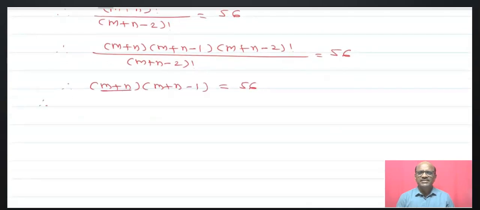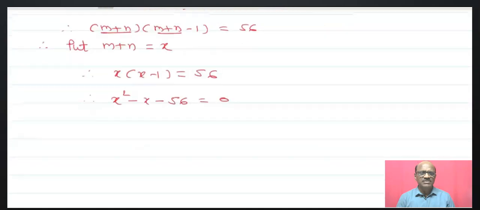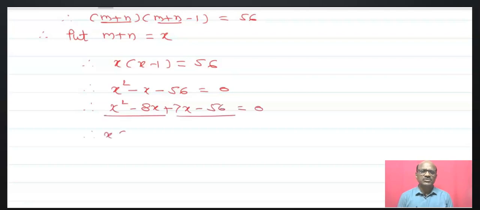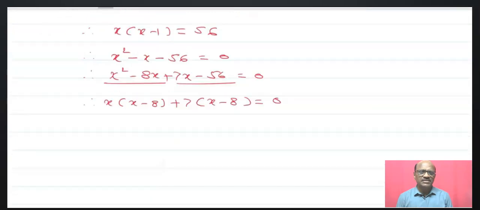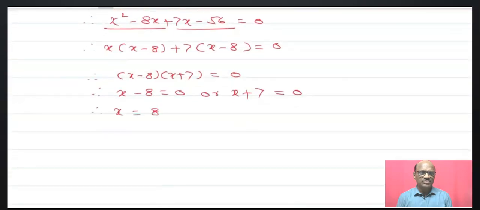m plus n treated as another letter, and if we take m plus n is equal to x, then the equation will be x(x minus 1) is equal to 56. x square minus x minus 56 is equal to 0. Now this can be factorized as x square minus 8x plus 7x minus 56 is equal to 0. x(x minus 8) plus 7(x minus 8) is equal to 0. Therefore, (x minus 8)(x plus 7) is equal to 0. x minus 8 is equal to 0, or x plus 7 is equal to 0.